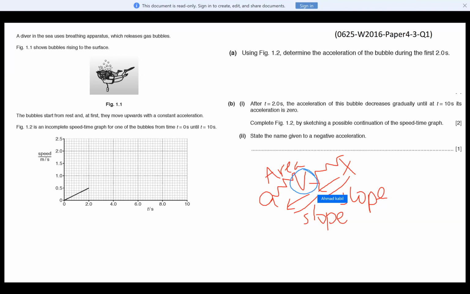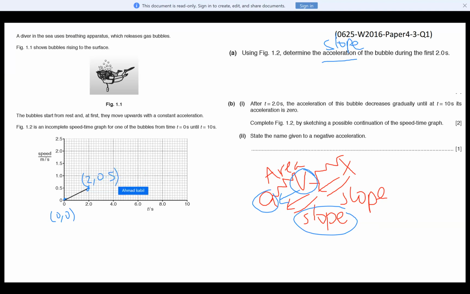Now, we are required to determine the acceleration. So we are required to go to A. So we're moving down, so we're getting the slope. So in other words, here, determine the slope or the gradient of the graph during the first 2 seconds. How would we determine the gradient of the graph? Using 2 points on the graph. So this here is (0, 0), for example, and this here would be (2, 0.5).